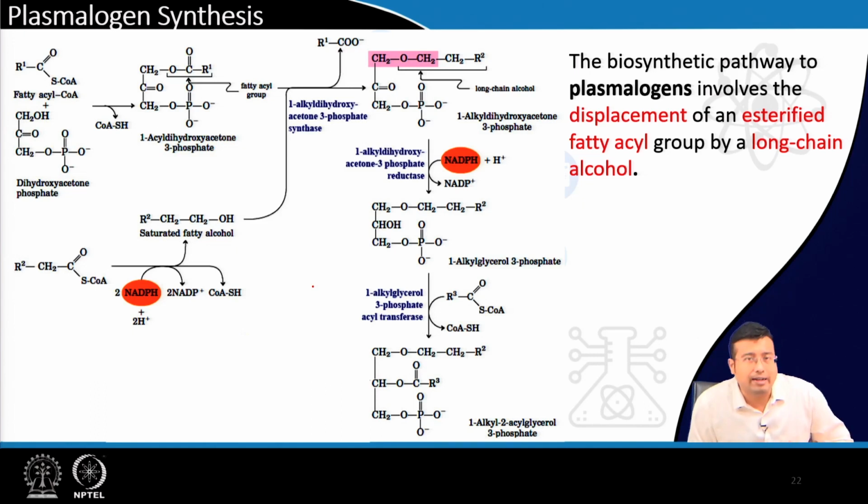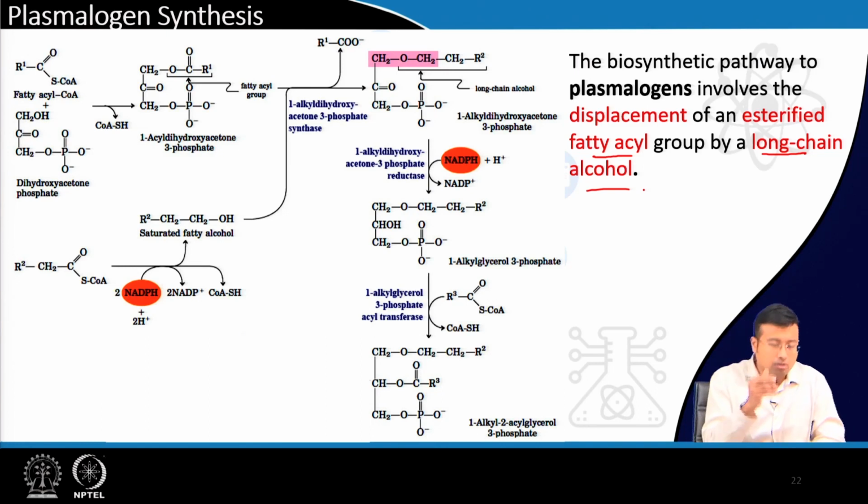Get your concept very right. The only goal over here is to displace the esterified fatty acyl group with a long chain alcohol, right. If we do that, we can see how the further process happens. So, initial process acyl transferase, everything is same, right. So, what happens, how can we get the long chain alcohol?